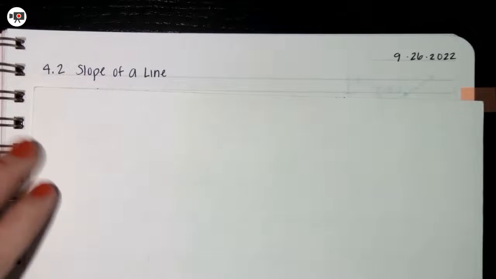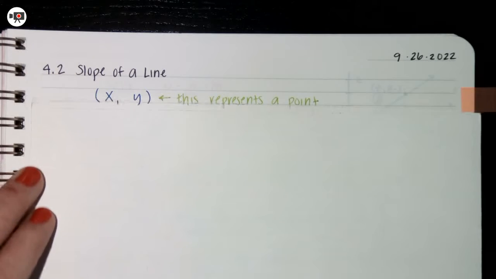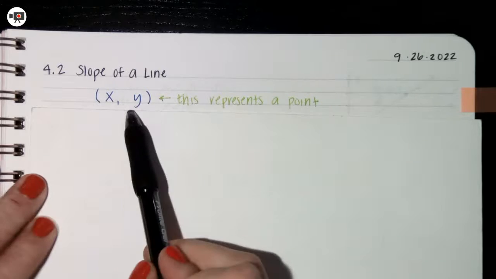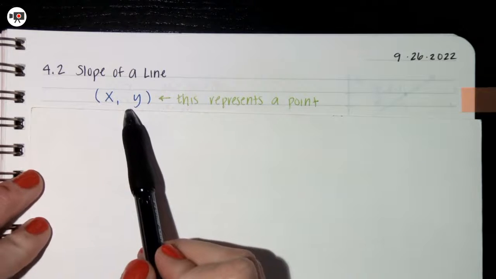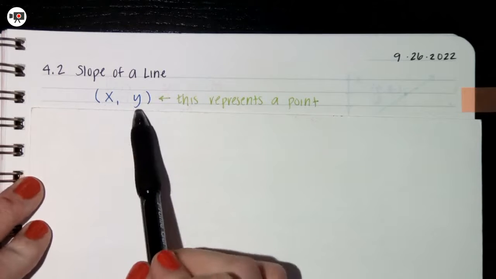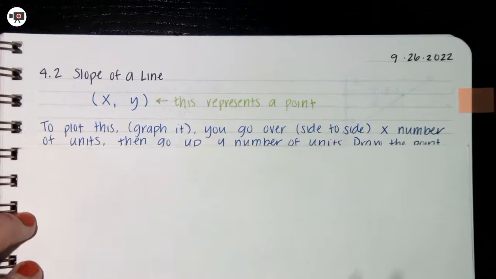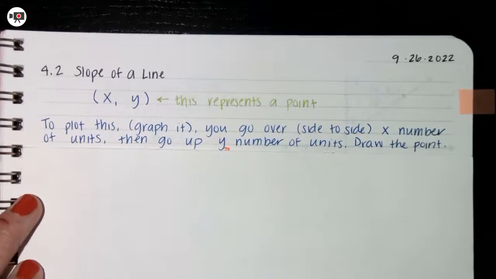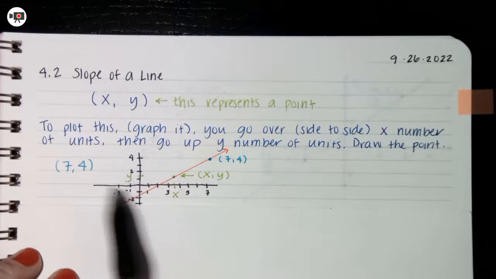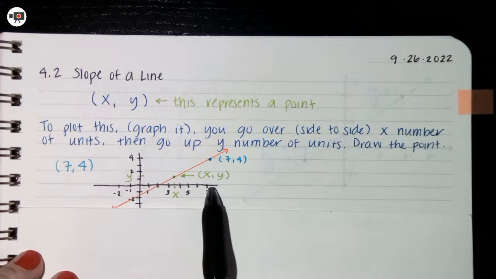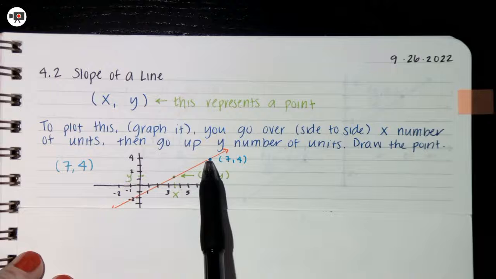This is 4.2, Slope of a Line, Part 1. We know that we have points given in the form x, y. X is always first and y is always second. If we were going to plot this point, we would go over, side to side, x number of units, and then go up, y number of units.